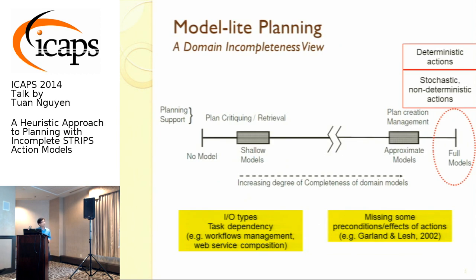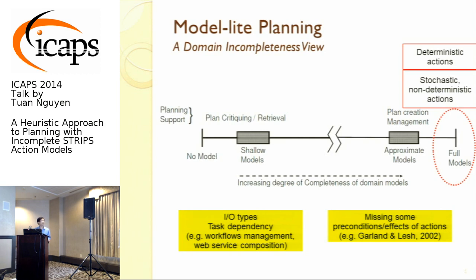In terms of action models, when we look at model-lite planning, we can talk about shallow models or approximate models. Shallow models are those where what we have is the specification of the task dependencies. For approximate models, we can have some actions with missing preconditions and effects of actions. So what can we do in these cases?